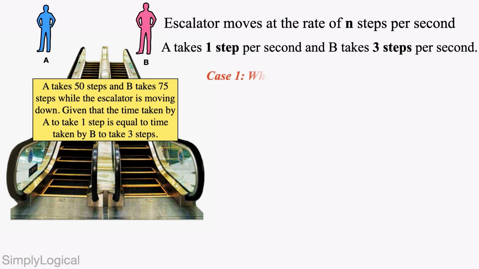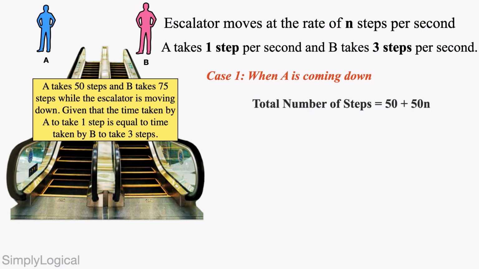So in case 1, when A is coming down, A will take 50 seconds to complete 50 steps. In 50 seconds, the escalator would have moved 50n steps. The total number of steps on the escalator can be represented as 50 plus 50n.